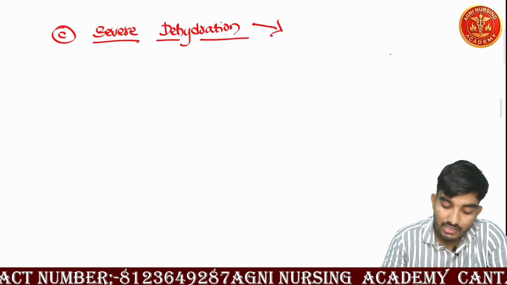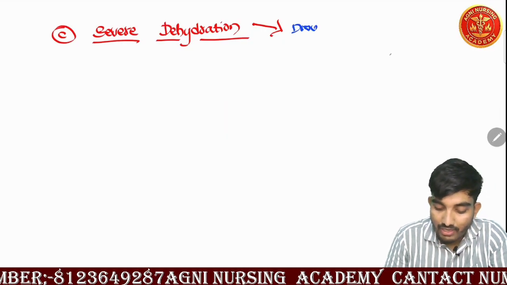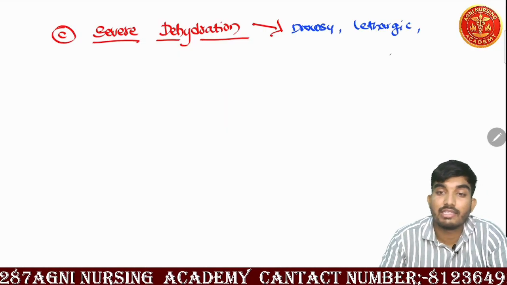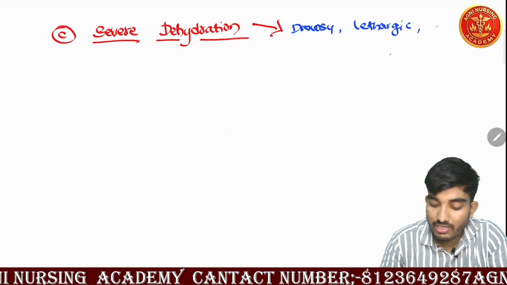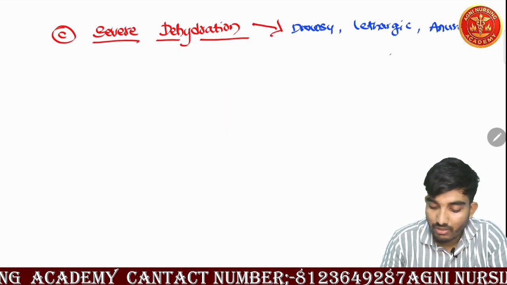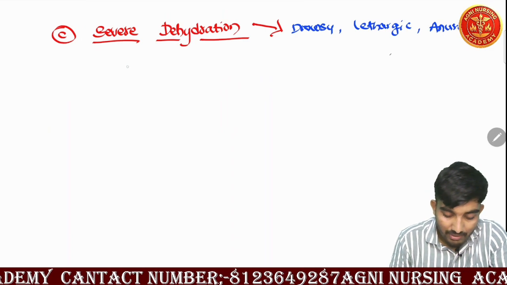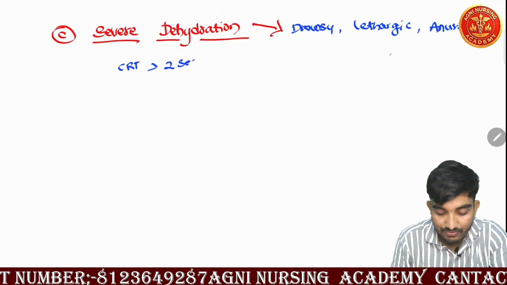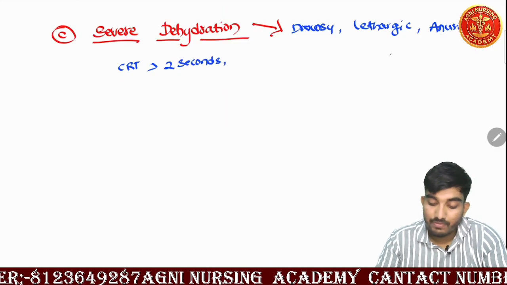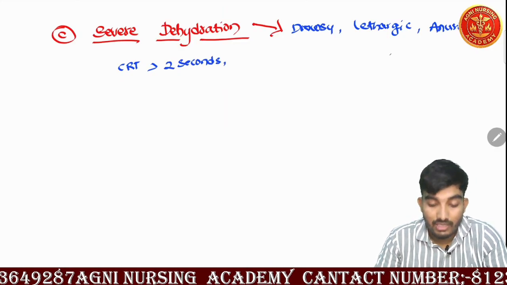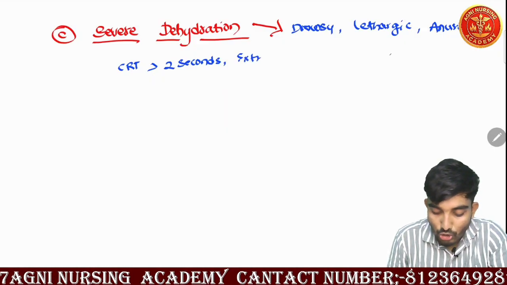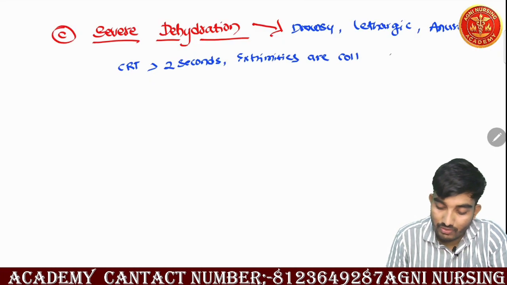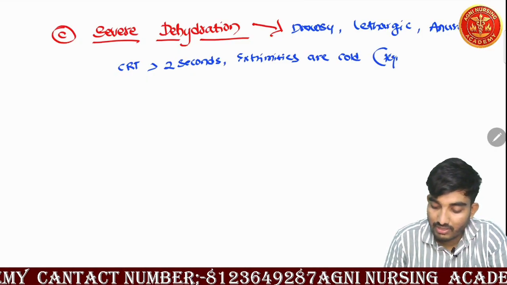In severe dehydration, the child is drowsy, lethargic, and urine output is fully decreased. It's less than 100 ml, and we call that anuria. Capillary refilling time increases in severe dehydration, more than 2 seconds, and the extremities are cold. We call that hypothermia.